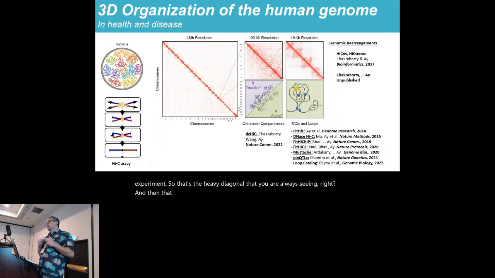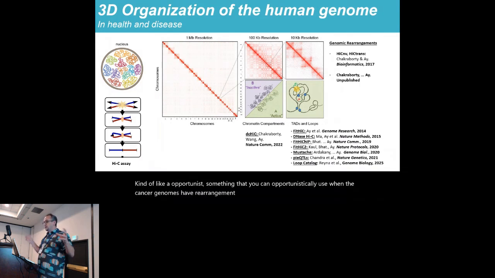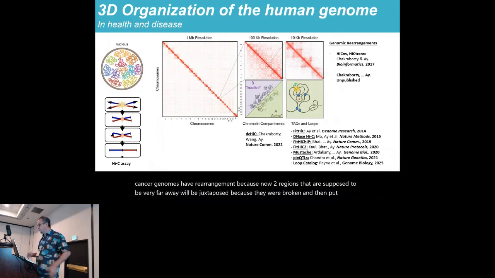And that becomes something you can opportunistically use when cancer genomes have rearrangements, because now two regions that are supposed to be very far away will be juxtaposed because they were broken and put together.